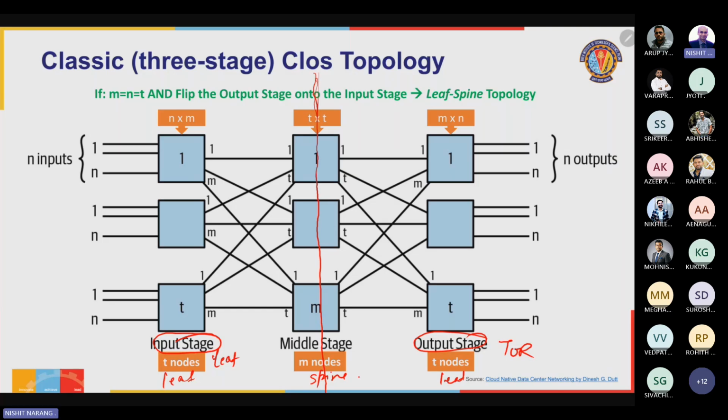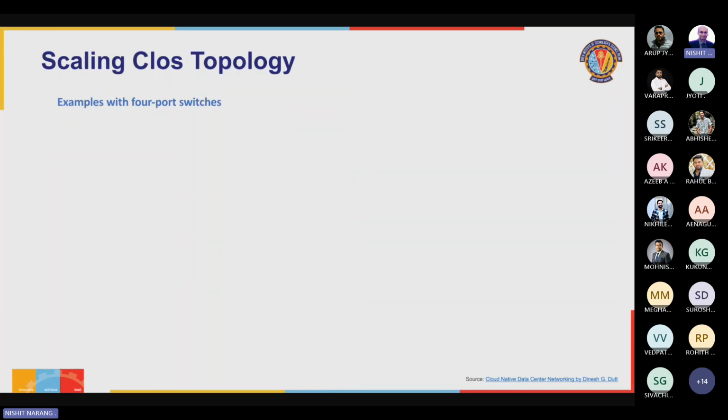And the redundancy exists, right? So every leaf is connected to every spine. That's what we said in the leaf spine topology. Every leaf connects to every spine. That becomes true when I say M is equal to N is equal to T. I treat the input and output stage as leaves, the middle stage as a spine. The classic Clos topology translates into a simpler leaf spine topology. Okay? So this is what we use as a building block in our modern data center.